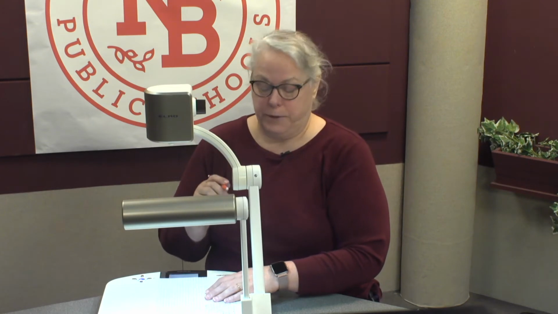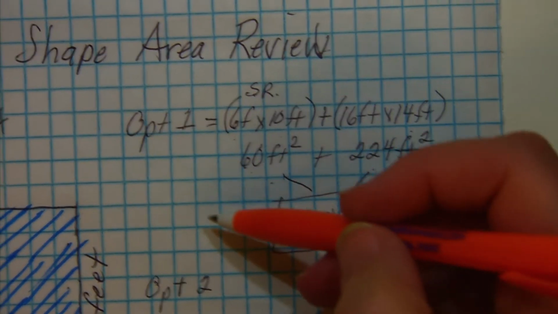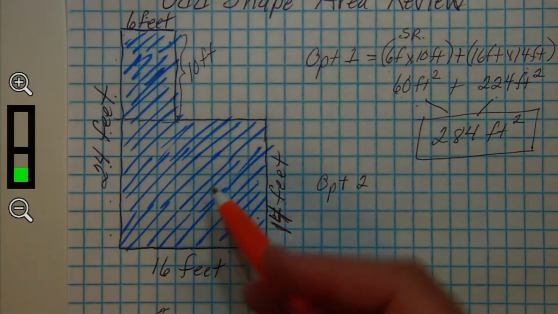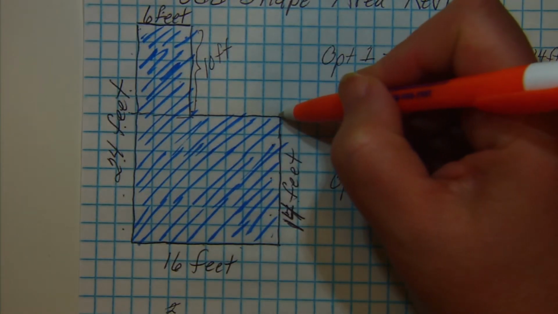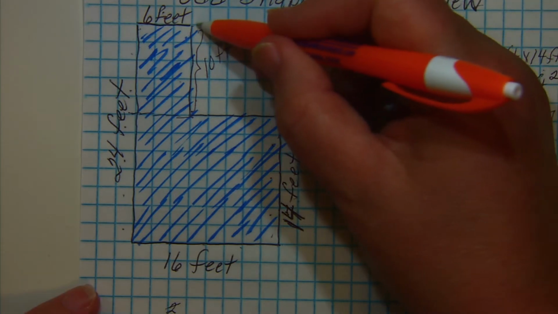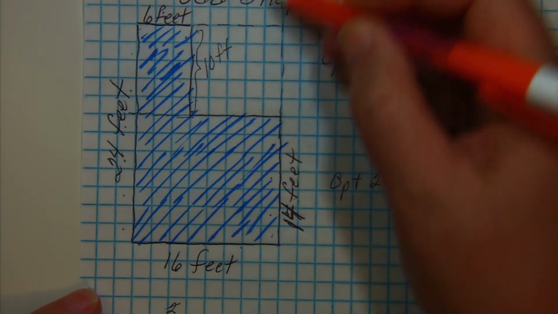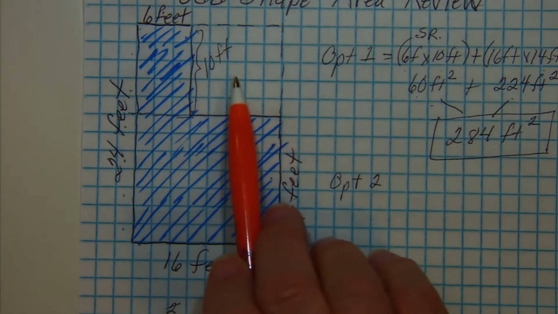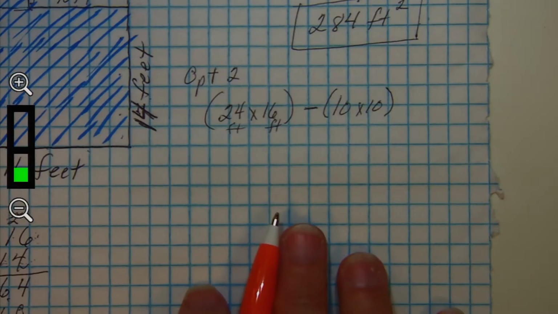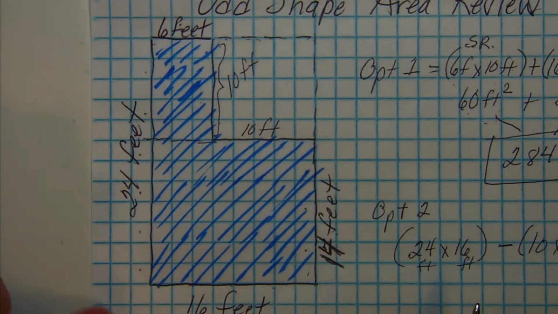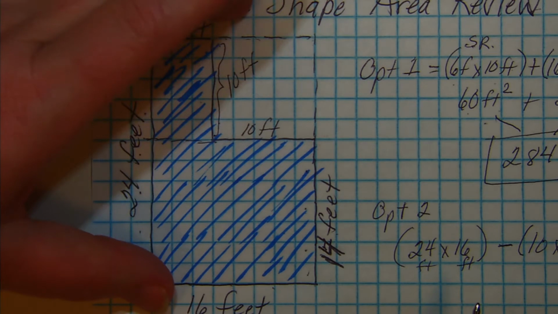So let's take a look at option 2, where you would pretend that this shape, we're going to add the missing part, all right? We're going to add this space to it so that we have a big rectangle, and then we're going to subtract that little empty rectangle. And that is 24 times 16. Again, that's the height of the whole rectangle and the width of the whole rectangle.